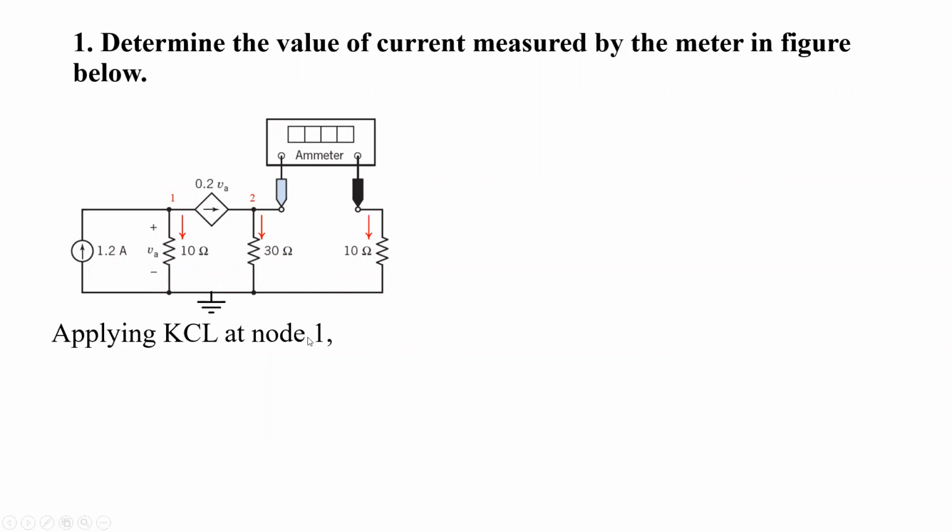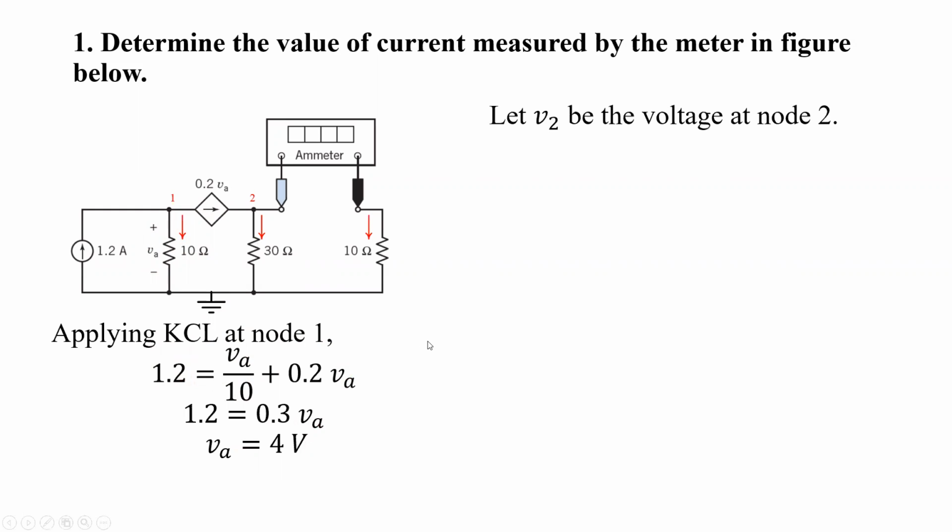So let's start from node 1. If we apply KCL at node 1, we can see that this 1.2 ampere is incoming current, and the current through this 10 ohm resistor is outgoing current, and 0.2 VA, this is also outgoing current. So we can write this. For the current through the 10 ohm resistor, we know that current equals V by R. That's why we've written VA by 10 here. After further simplification, we'll get VA equals 4 volt.